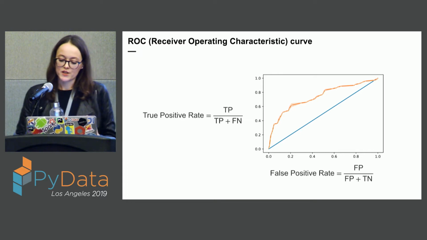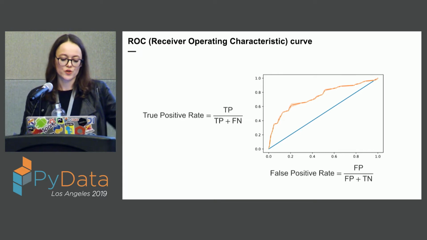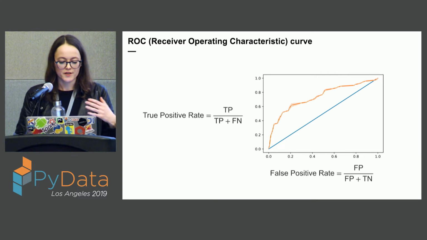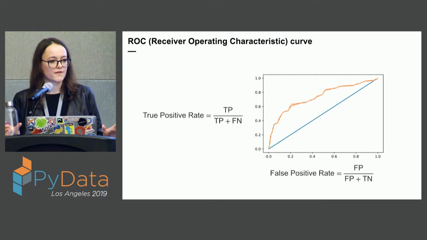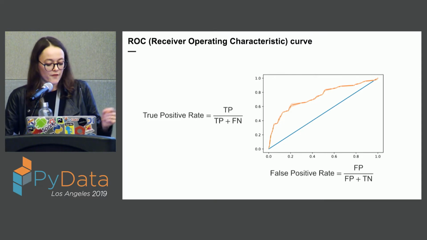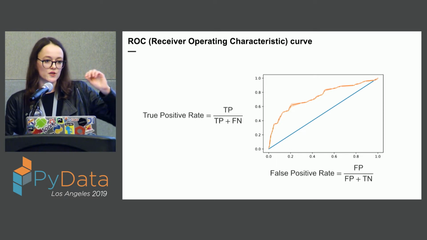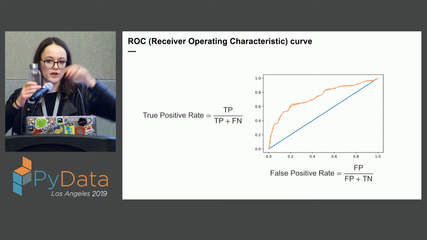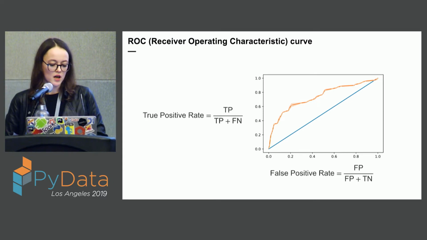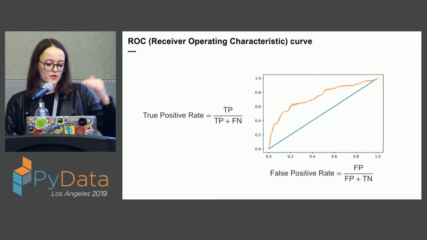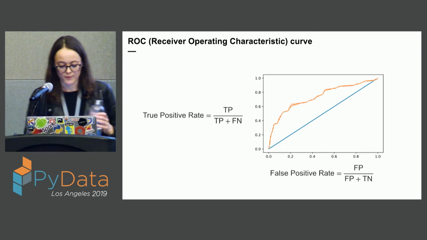And we want it to be really close to the upper left corner, because if you think about it, if we have some threshold at which we perfectly classify everything, then the false positive rate is going to be 0, true positive rate is going to be 1, so it's going to be in that upper left corner, and as we move the threshold, we're going to get the lines along the upper boundary and the left boundary.